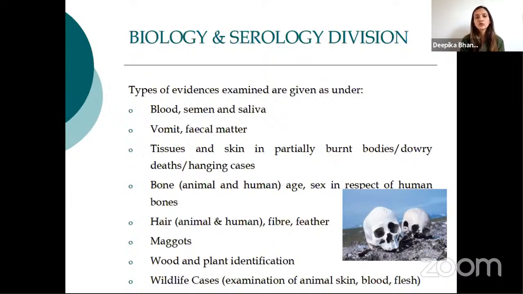Then wood and plant identification, because we are living in a state where most of the area is covered by forest, so we also have people who do wood trafficking, not only human trafficking. There are also a lot of plants whose identification is required, like cannabis, which comes under the NDPS Act, but it needs to be identified. That can be done in the biology and serology division. Then wildlife cases, examination of animal skin, blood and flesh.